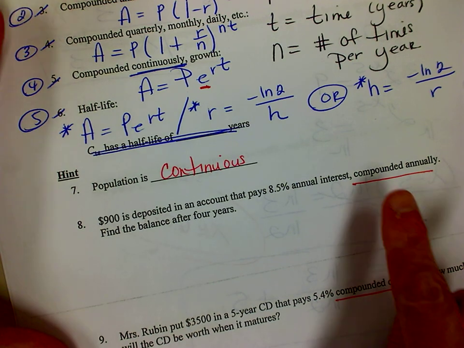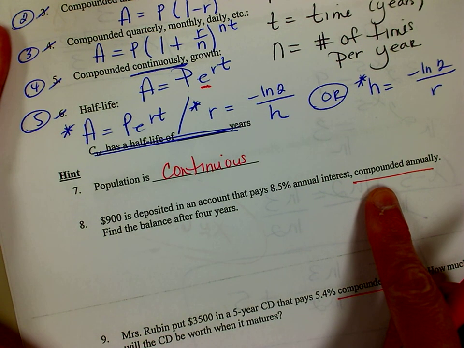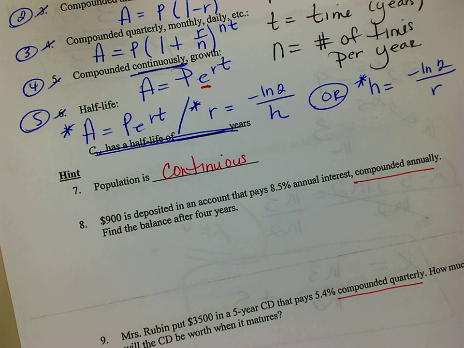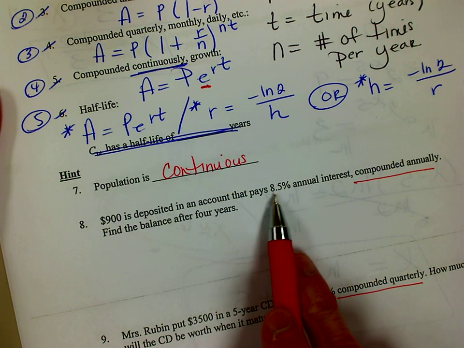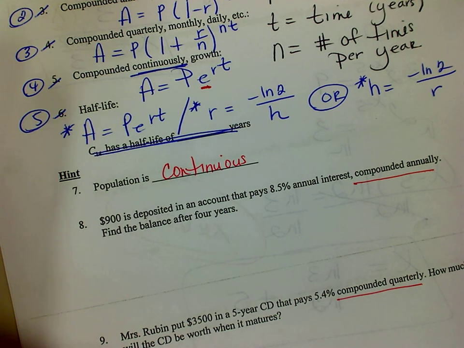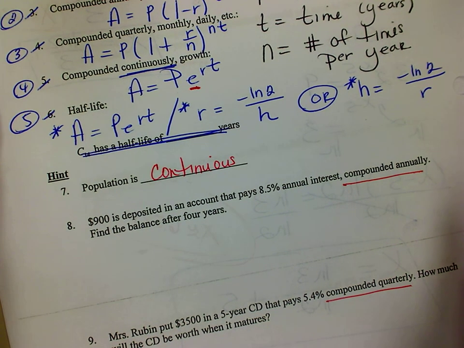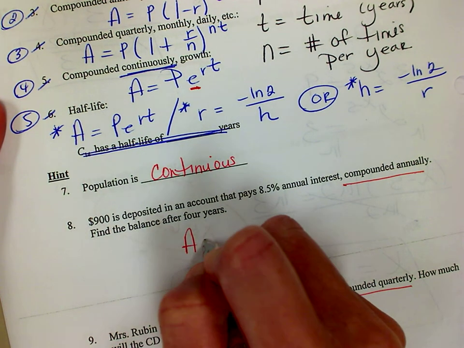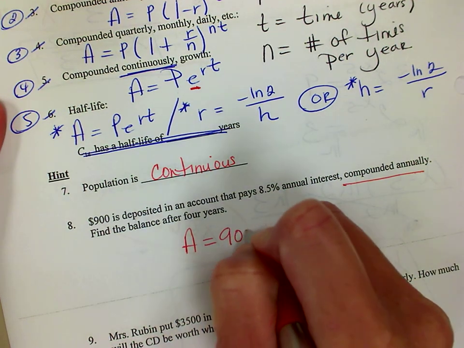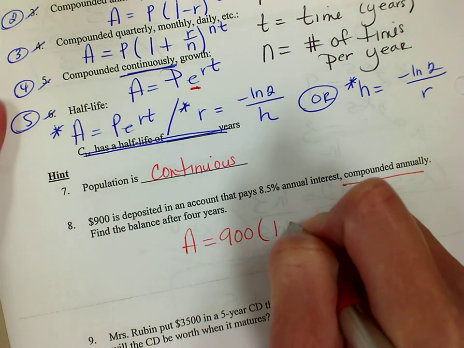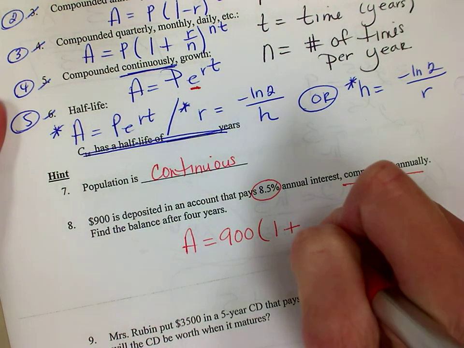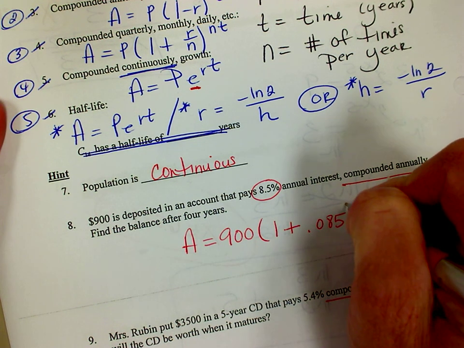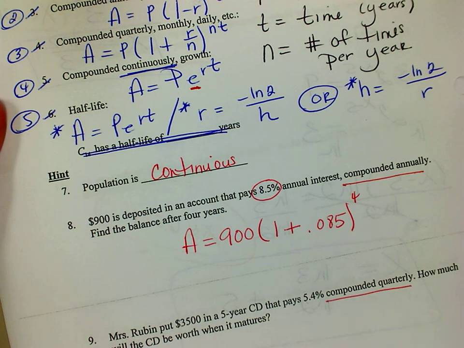So in number 8, it says compounded annually. It doesn't say anything about your money depreciating. It says that this account pays you 8.5% interest. So you have to figure out how much you're going to have at the end of 4 years. So we have to find our ending amount. Our starting amount is 900. 1 plus the rate, you got to change it to a decimal, so it's 0.085, and then the time is 4.